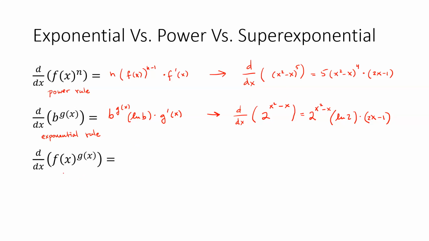Now let's look at something that's different from both of these, where we've got a base that is a function of x, and then a power that's also a function of x. So we've got a variable expression in the base and a variable expression in the power. So this is what I'll call a super exponential. So this one we don't really have a rule for, but we can use logarithmic differentiation in this case.